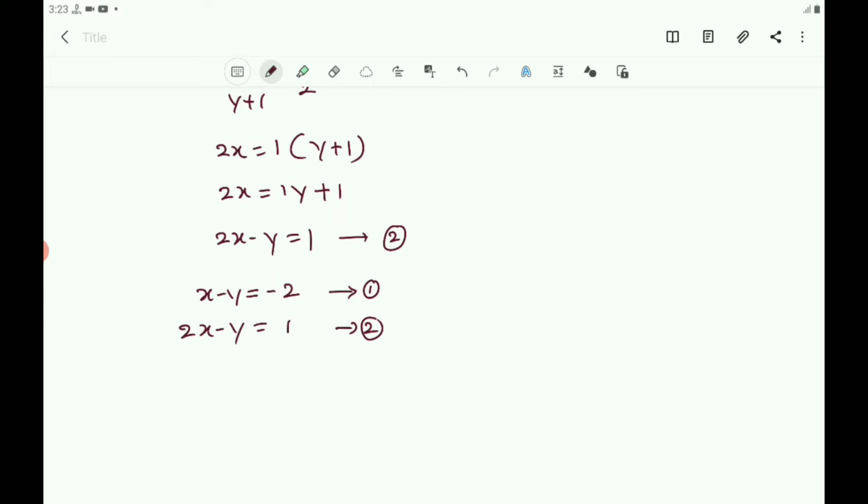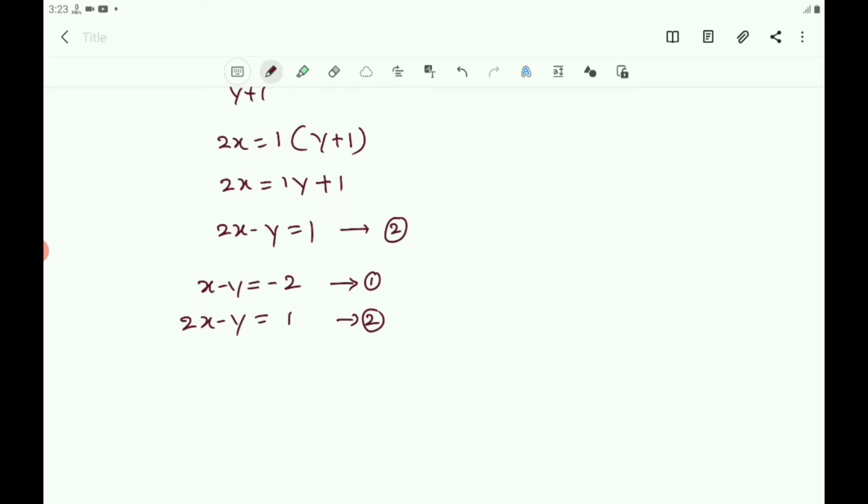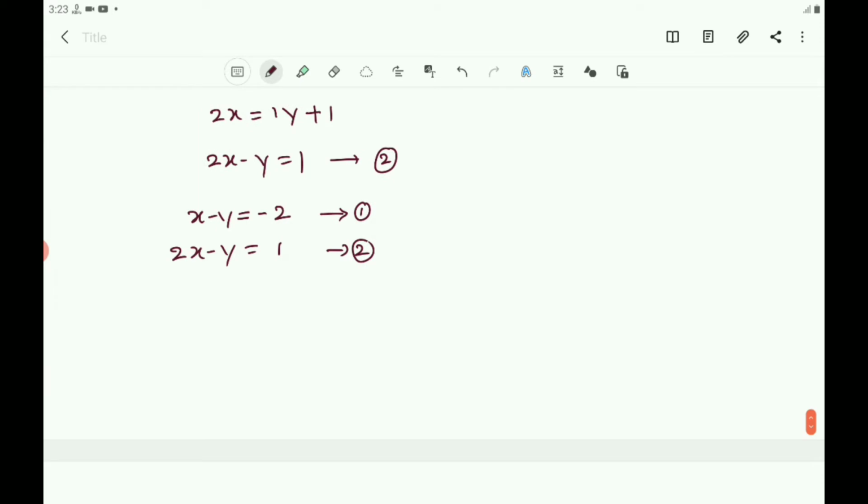Then we have to eliminate any one of the variables. Verify here the coefficients of y is 1 and 1 in both the equations. In the first equation it is minus 1, in the second equation also it is minus 1. So you can cancel them directly. Here both of them are having negative sign, means you must subtract one equation from the other. So you do second equation minus first equation, or first equation minus second one.